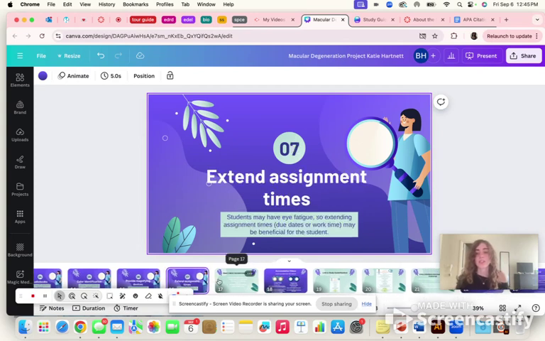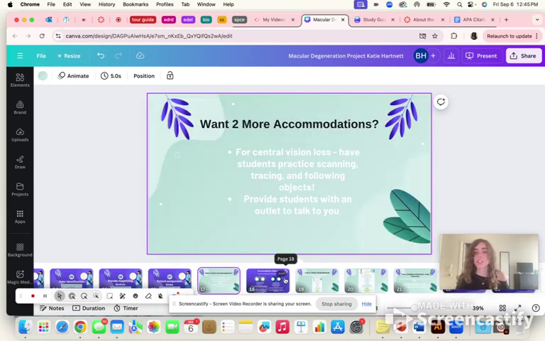Also, extending assignment times is important. They're obviously having a lot of eye fatigue, so it's going to take them longer most likely to complete assignments just because they have to put in more effort to see what's going on. Also, maybe due to some emotional difficulties, they might be frustrated, so extending those assignment times is a great way to accommodate. I went ahead and included two more that I liked.